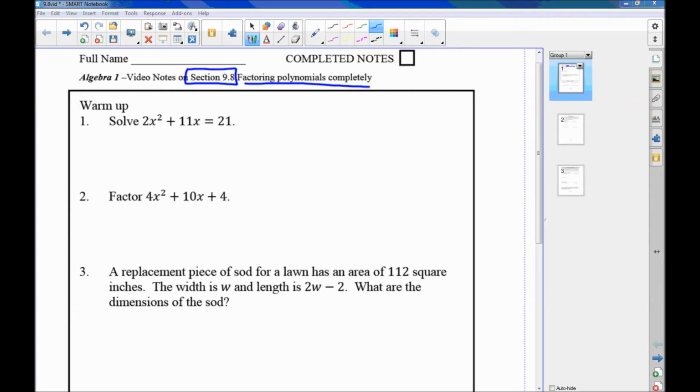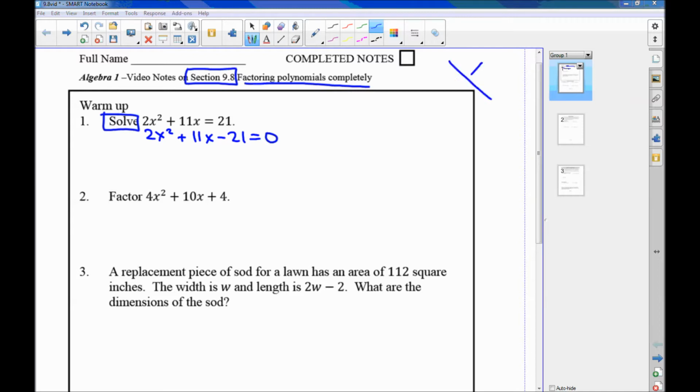Alright, so for your warm-up, your first question was to solve. That means we need to find out what values of x make this equation true. Our first step would be to set it equal to 0 because we have a quadratic expression. Then we can factor this into two things that multiply to 0, so we can split it.